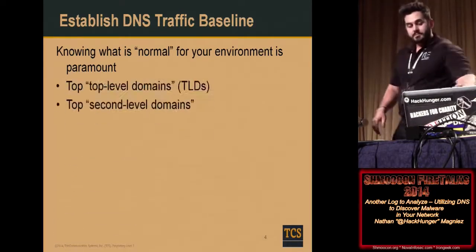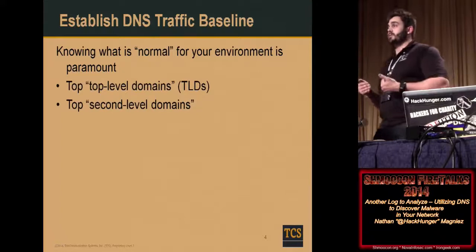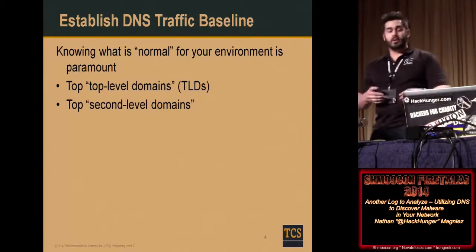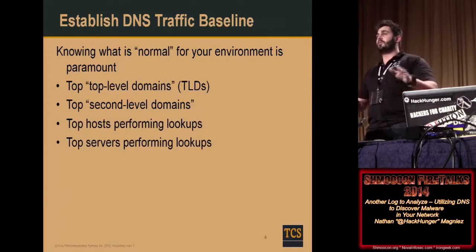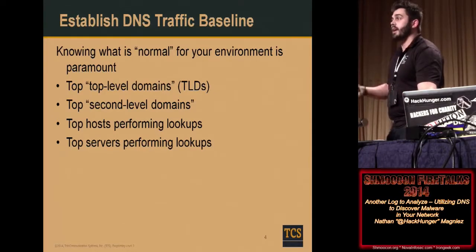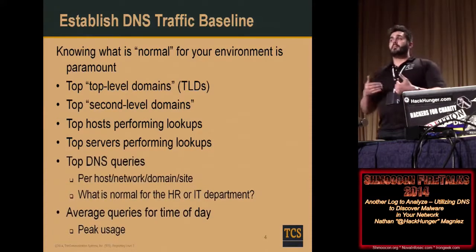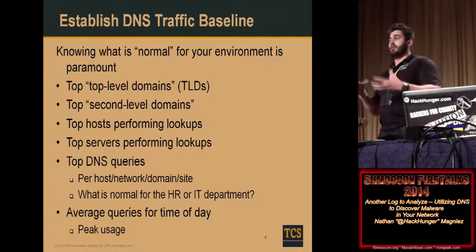We need to know what's normal, specifically the top level domains, or TLDs for short, and also second level domains. So the .com is the TLD, and Google.com is the second level domain. We also need to know which hosts and servers are doing that. So what's normal for our unique environment? Who is going where? Who is querying out to the internet and where are they going? What's normal on an hourly, daily, weekly, monthly basis? And also, what are my top DNS queries, and where are they going out to, per host, network, domain, or site, if you can get that granular?